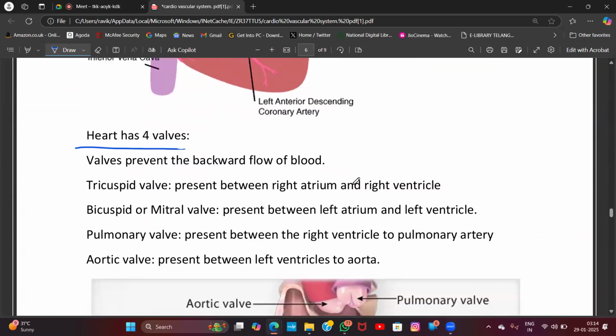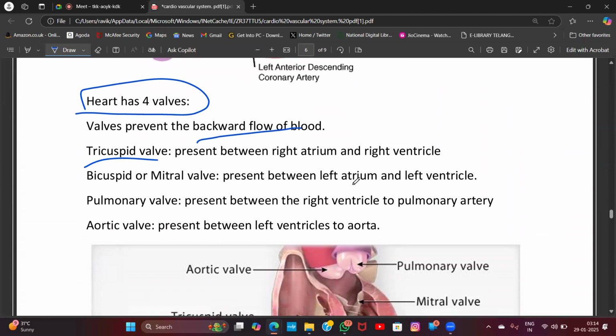Okay. Now the heart has four valves. The valves which prevent the backward flow of the blood are the tricuspid valve, bicuspid or mitral valve, pulmonary valve, and aortic valve.